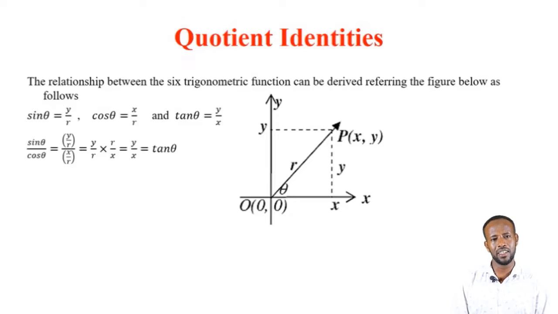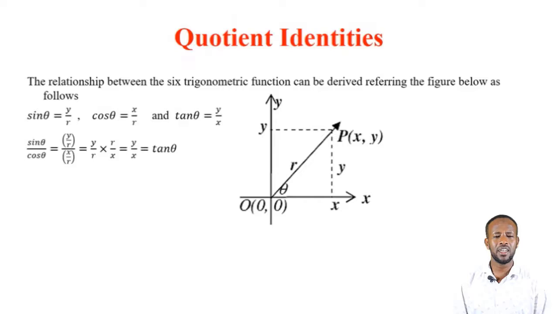What is y over x? Y is the opposite side, x is the adjacent, so opposite over adjacent is tan theta. What do you think here? We got one very important identity. This identity is called a quotient identity. What is this identity? That tan theta is equal to sin theta over cos theta.